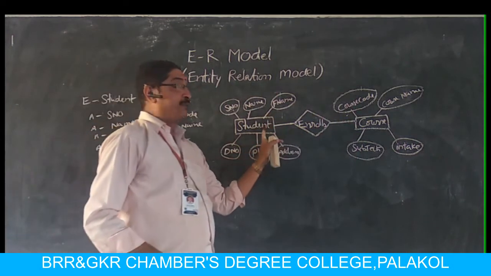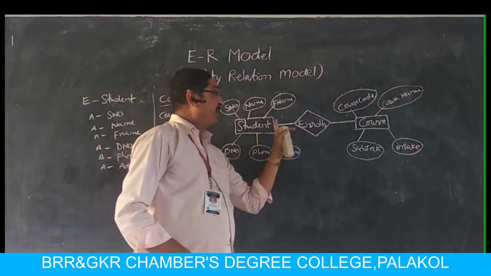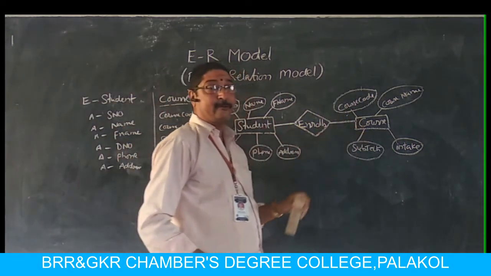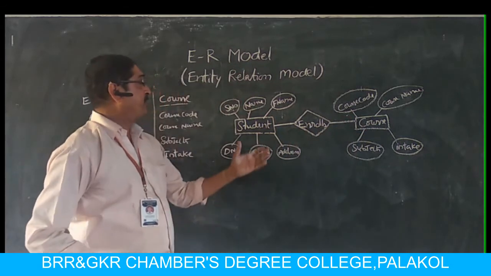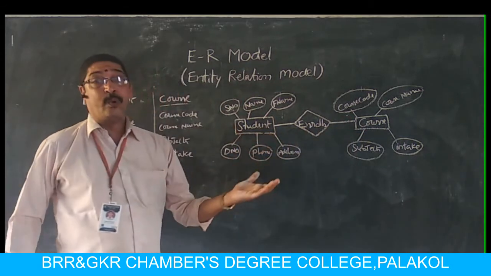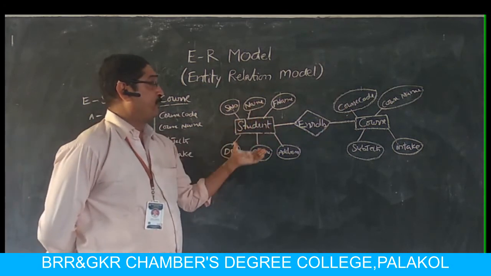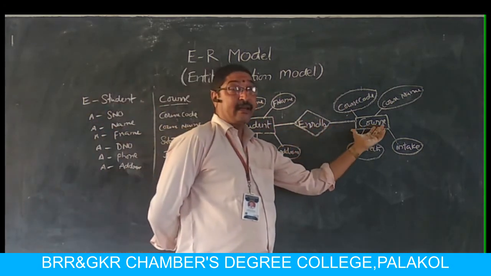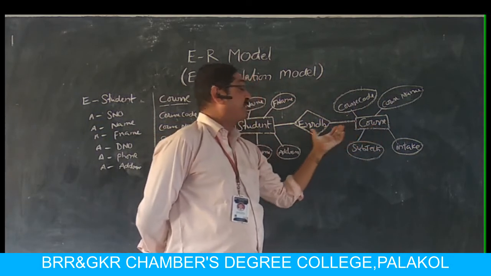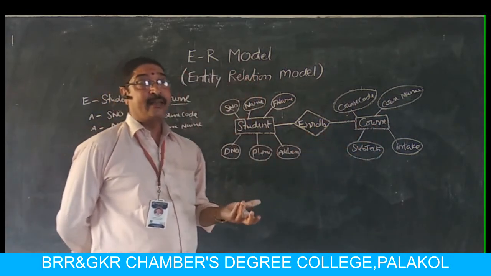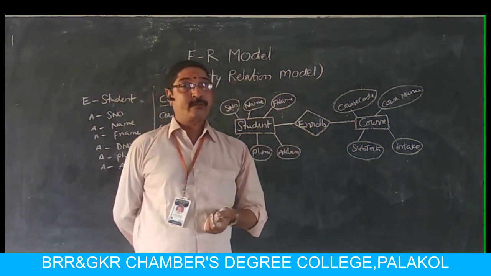Student is the entity. Student enrolls for course. If you observe this diagram, simply you will know what are the entities in this system, what are their attributes, and this is an entity, these attributes, and this is the relation. A student can enroll into course.